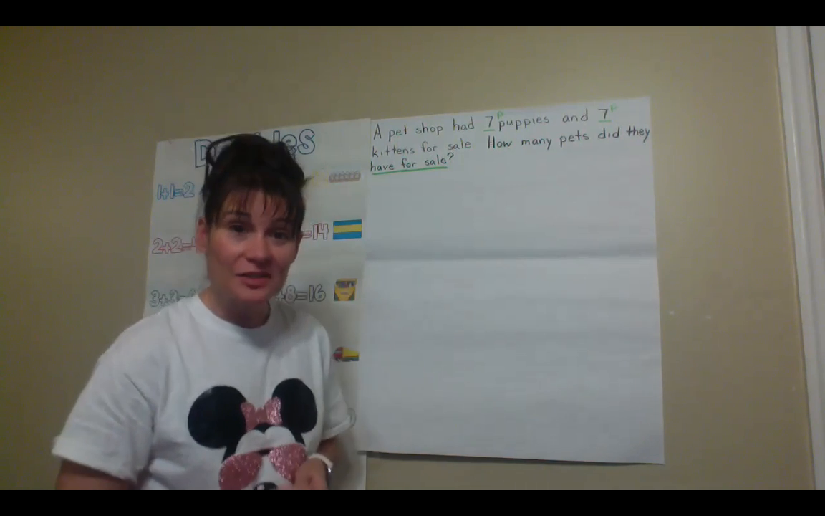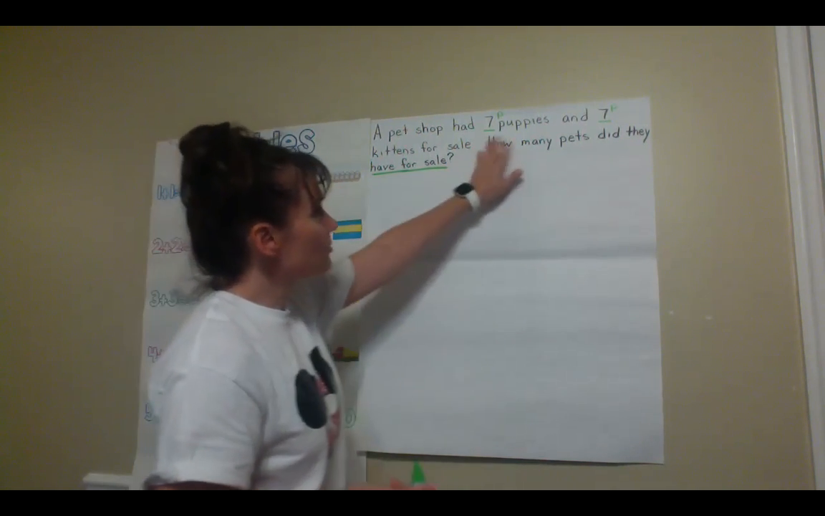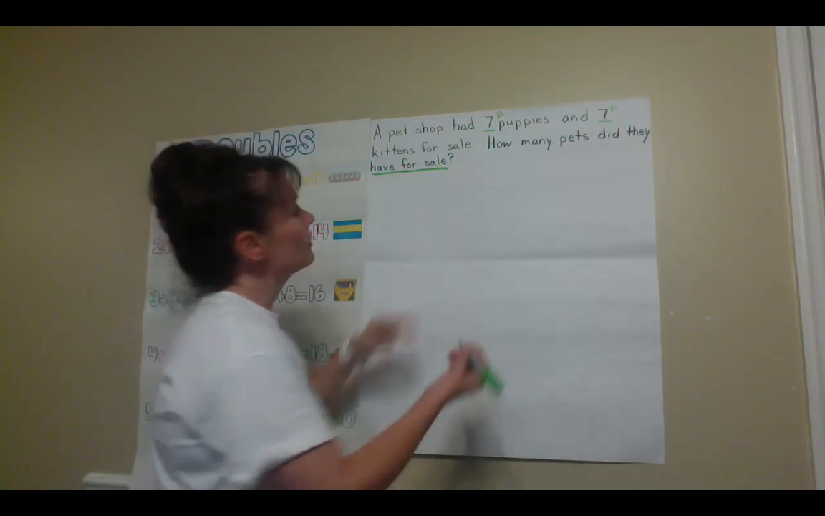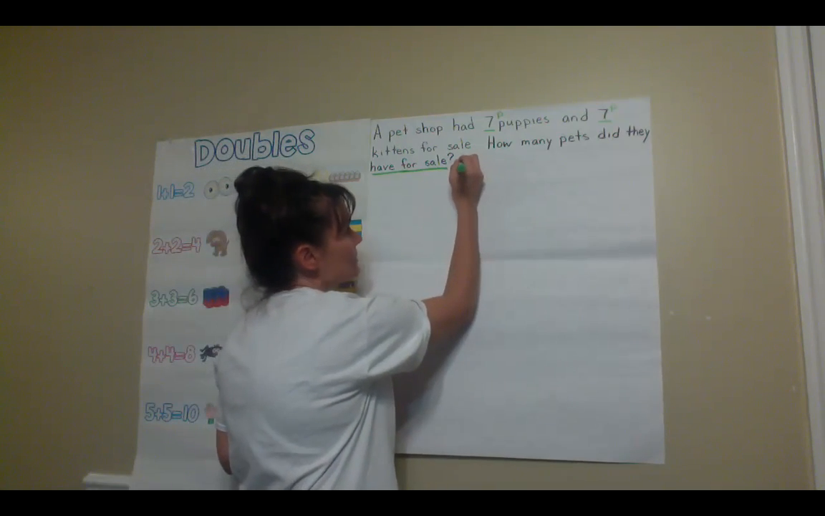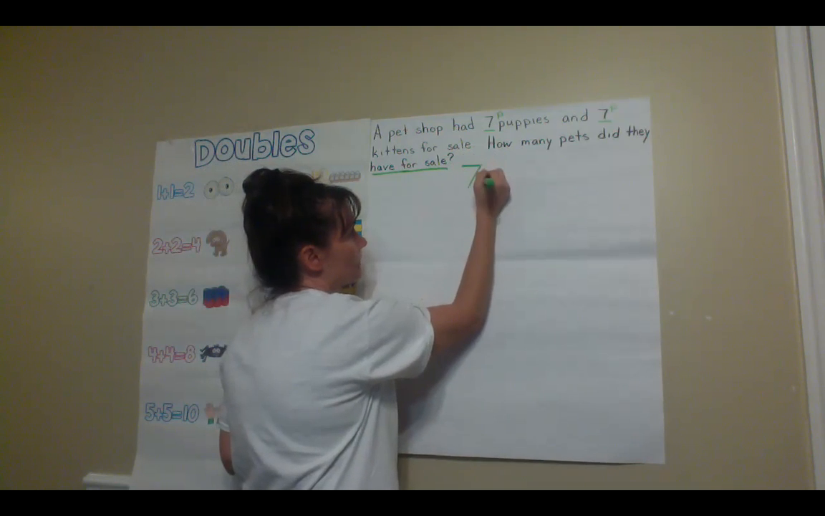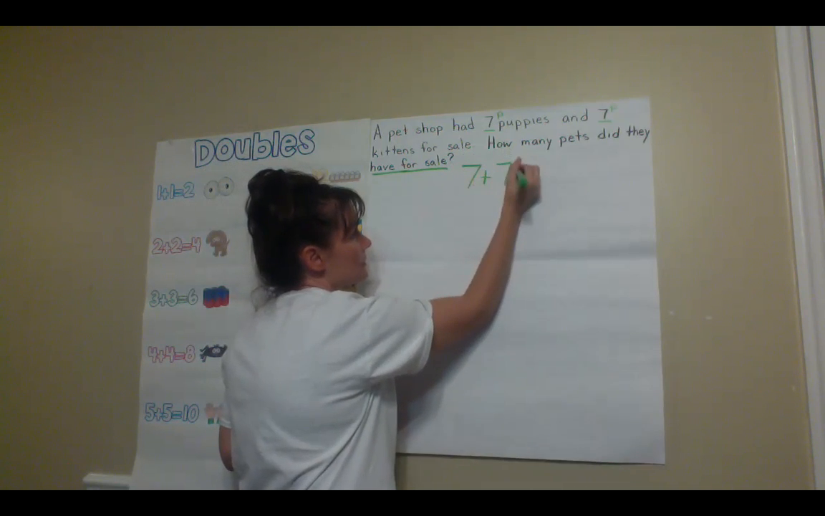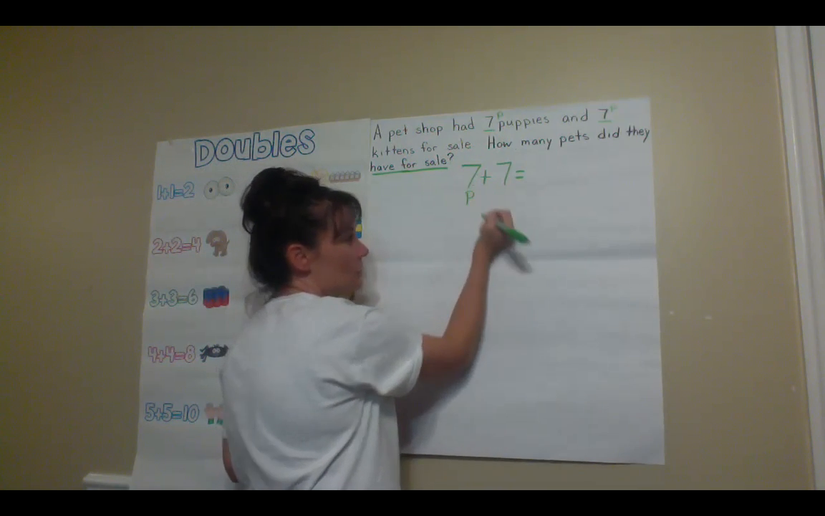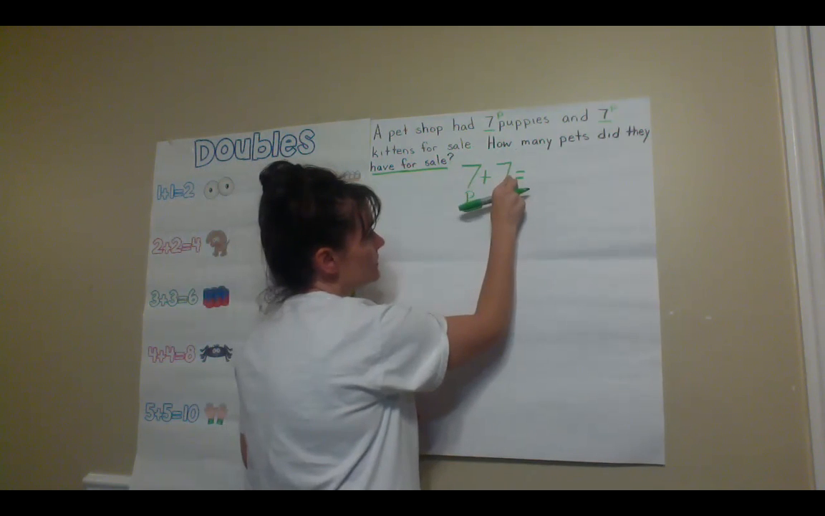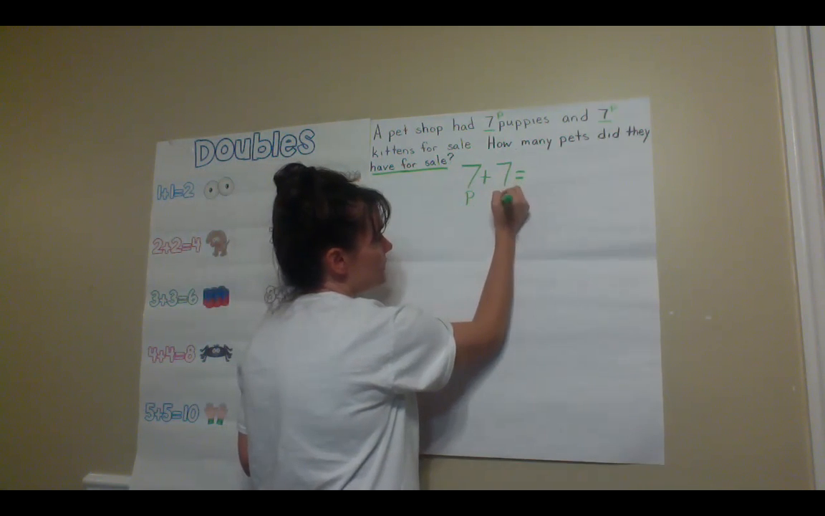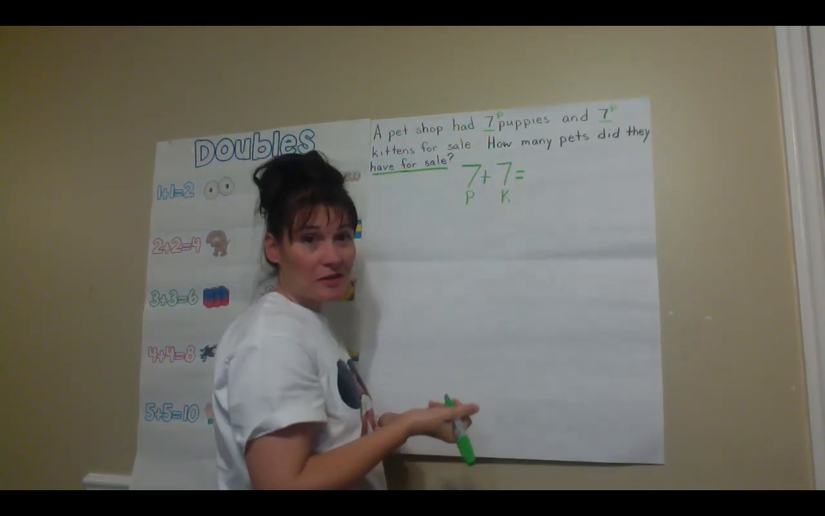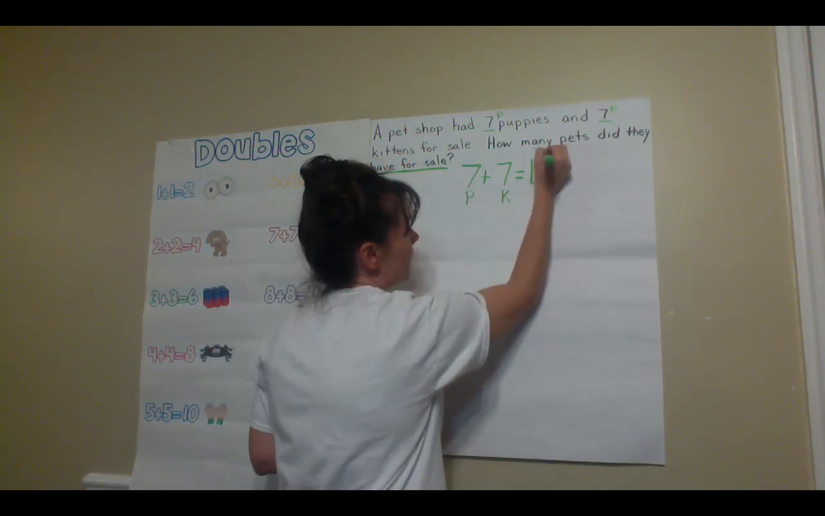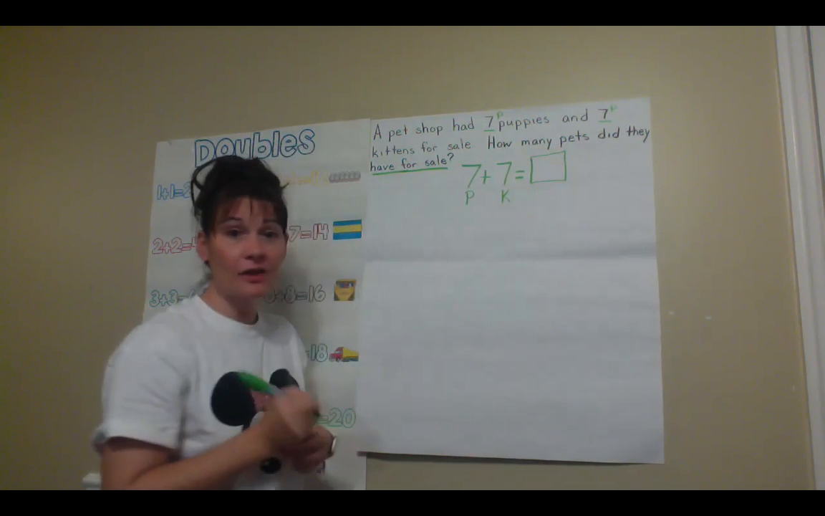All right, guys, so let's think about that. There were 7 puppies and 7 kittens for sale. How many in all did they have? I saw some great thinking. Since we know that 7 is a part, and that's our puppies, I'm going to go ahead and label that. I know 7 is our other part, and that's our kittens, so I'm going to label that too, so I know what they are. What I want to know is how many pets they have in all.